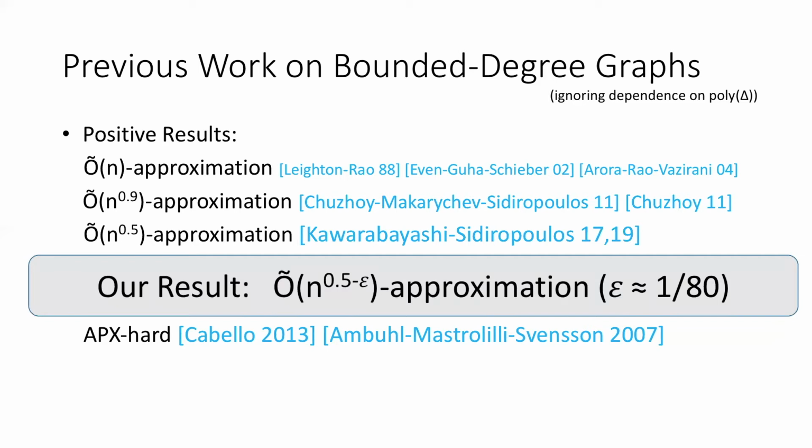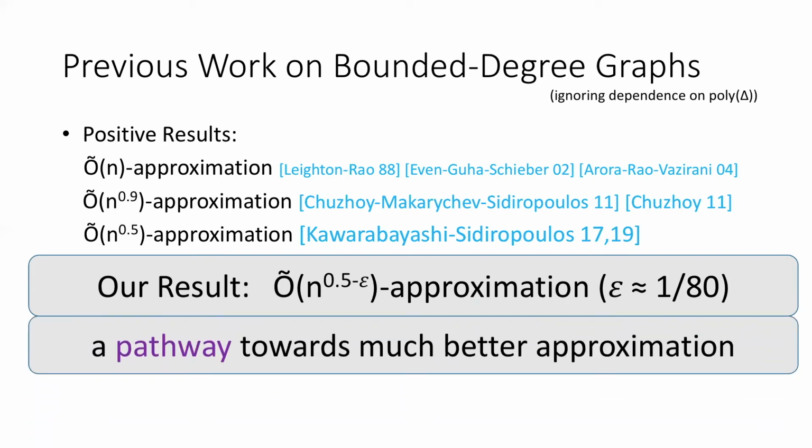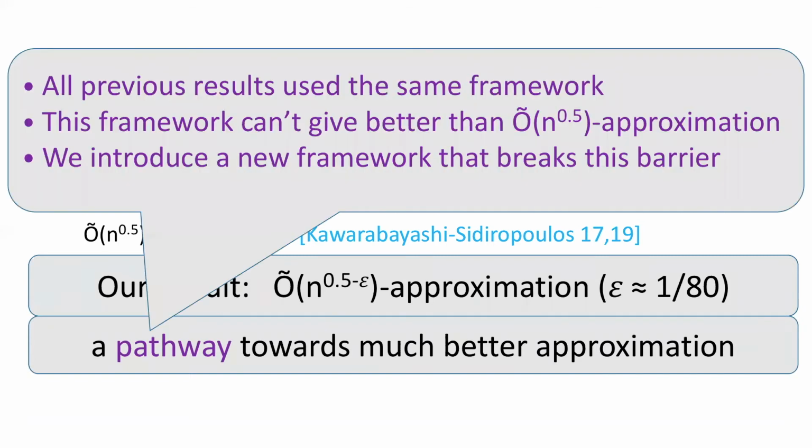This might seem a little slight improvement, but we believe that the more important contribution is that our method paved the way to a better approximation. Well, just to be a little bit more specific here, all previous work with theoretical guarantee used the same framework. And this framework is proved to be unable to get better than square root of n approximation. And what we did is that we introduced a new framework that breaks this barrier. So that's what we mean by paving a way towards better approximation.